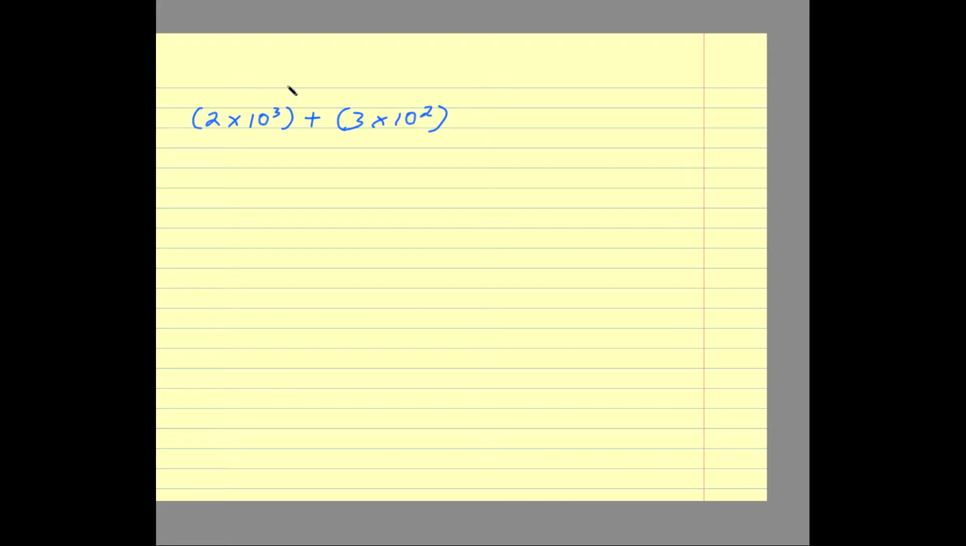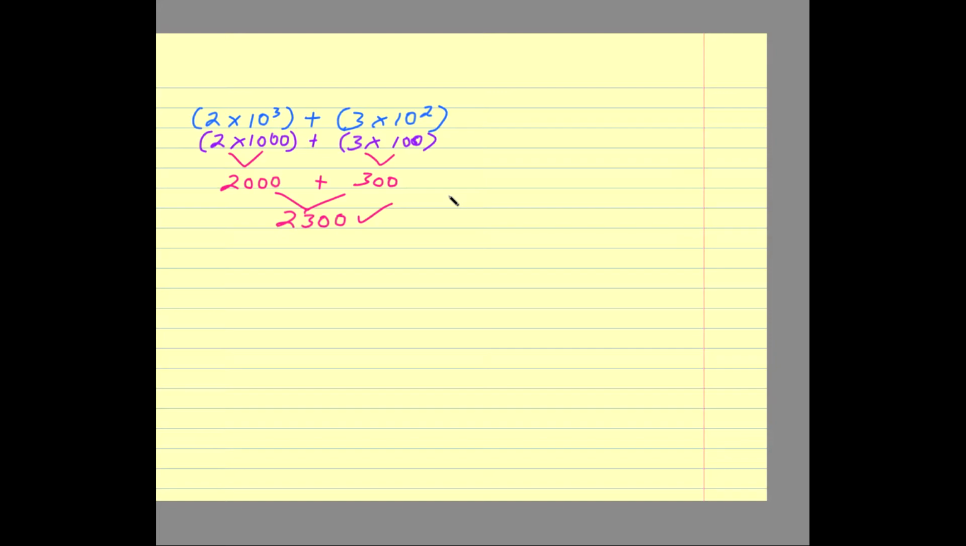Watch what happens if we work it out the regular way, right? This would be 2 times 1,000, all right? And this side would be 3 times 100, okay? Now, you already know what those answers are going to be. This side here would be 2,000. And this side here would be 300. And you add up 2,000 and 300 and you get 2,300. Done. You're right. That's it.